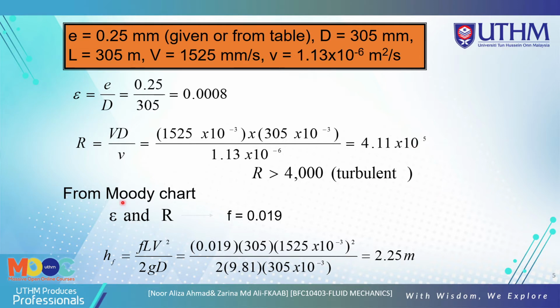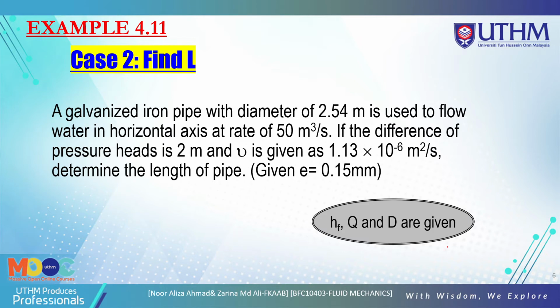From the Moody chart, based on the Reynolds number and the relative roughness, you get F is 0.019. After you get F, you find HF using this formula: HF is equal to FLV squared over 2GD. Just put all the data here and you get the value of HF, 2.225 meter. So you just finish that because you only have to find HF.